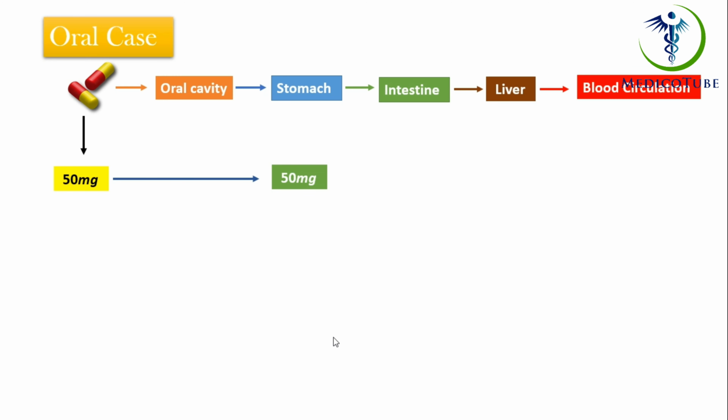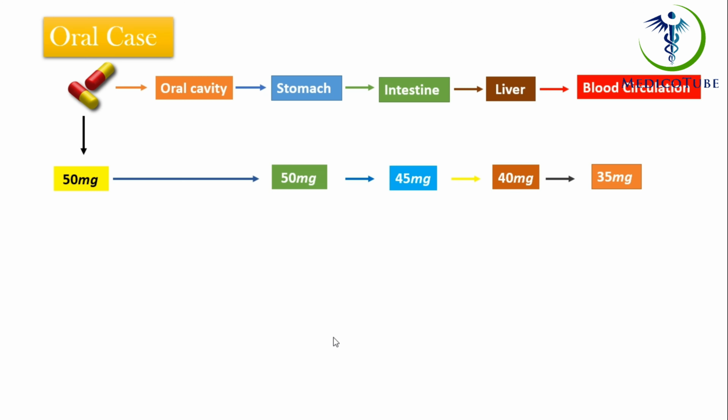So we get 40 mg in the liver. After metabolization in the liver, we again lose 5 mg, and we get 35 mg in the blood circulation. This is the comparison between the oral route and the IV route. In the IV route, we have the exact amount. Whatever we administer, we have the exact amount in the blood circulation.